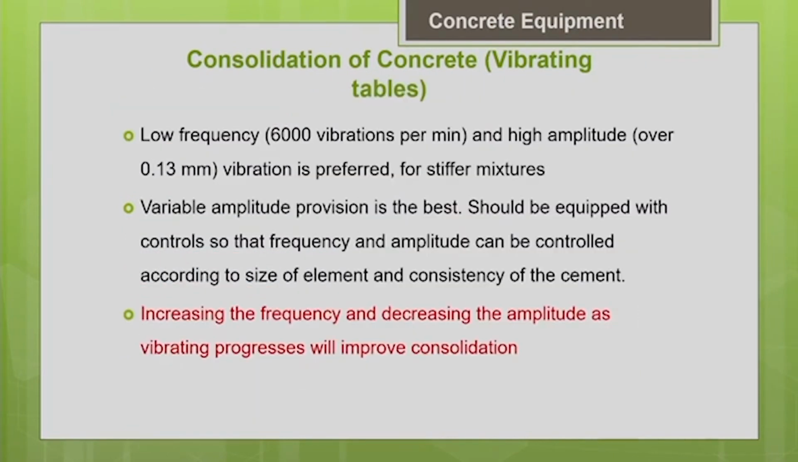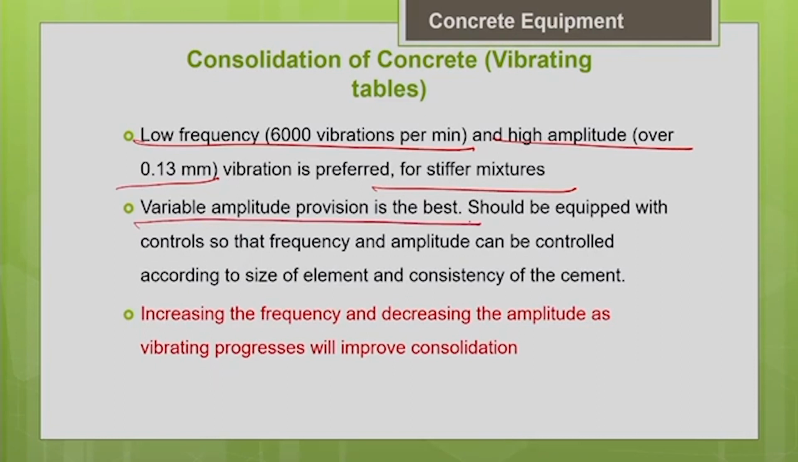Here also the same guideline you can apply. For stiffer mixes, go for higher amplitude. So, you go for high amplitude above 0.13 mm, and you can go for low frequency less than 6000 vibrations per minute. Another thing is, it is always preferable to have a vibrator where you have a control to manipulate the amplitude and the frequency, so that you can match it to the consistency of the concrete. Variable amplitude provision is the best, but in most of the project sites, with the needle vibrators we use, we do not have such control.